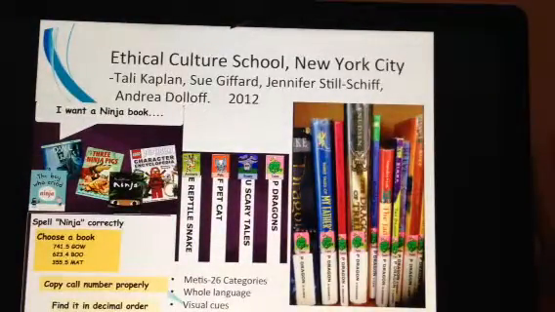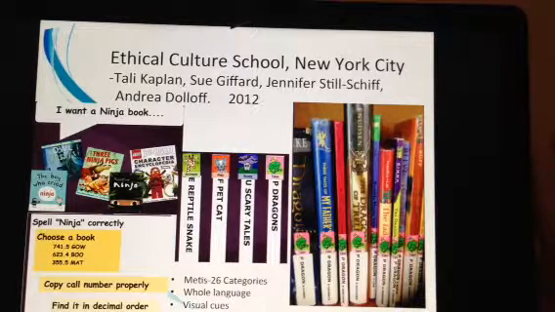This is a school library in New York City. The 4 librarians there found that they were spending a lot of time helping kids find books. Where do I find this? Where do I find that? And they said, this isn't working. They came up with their system. They called it the Metis. They have a website where you can download their icons and see what they did. They used whole language and visual cues, much more developmentally appropriate for students. This was in 2012.